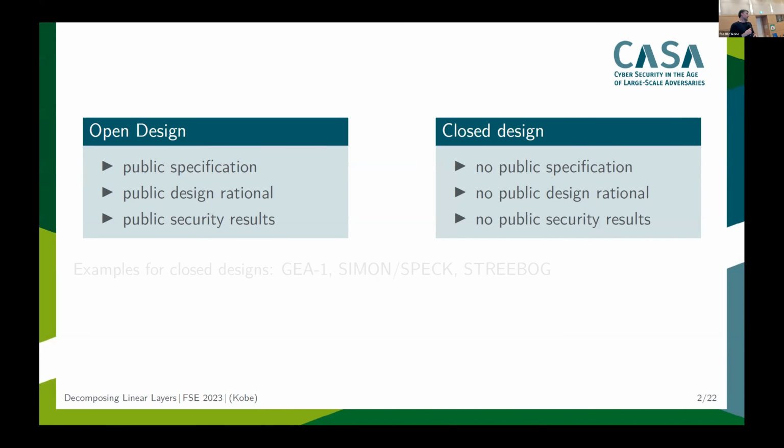Examples for the latter case are things that were not supposed to be public and only got reverse engineered, like the GA1 ciphers. Then Simon and Speck is a famous example, where we have a public specification, but we do not have any design rationales. And there is this tree-block that we already heard about this morning, where we don't have any design rationale, and actually it's even a bit more hidden what was done. So there are different levels of closed design here.